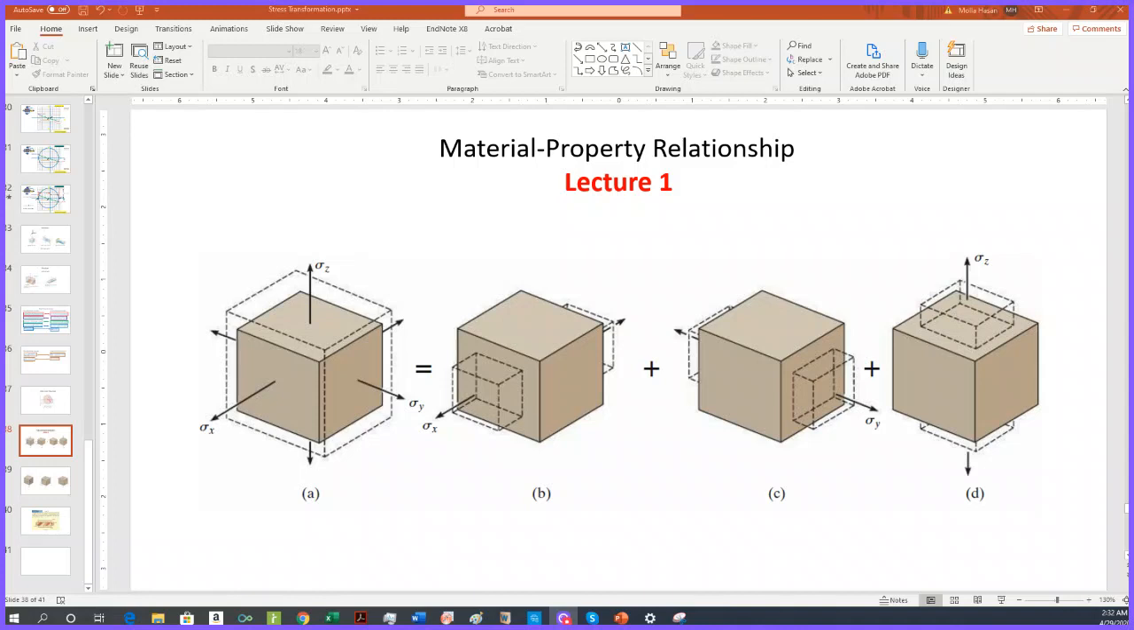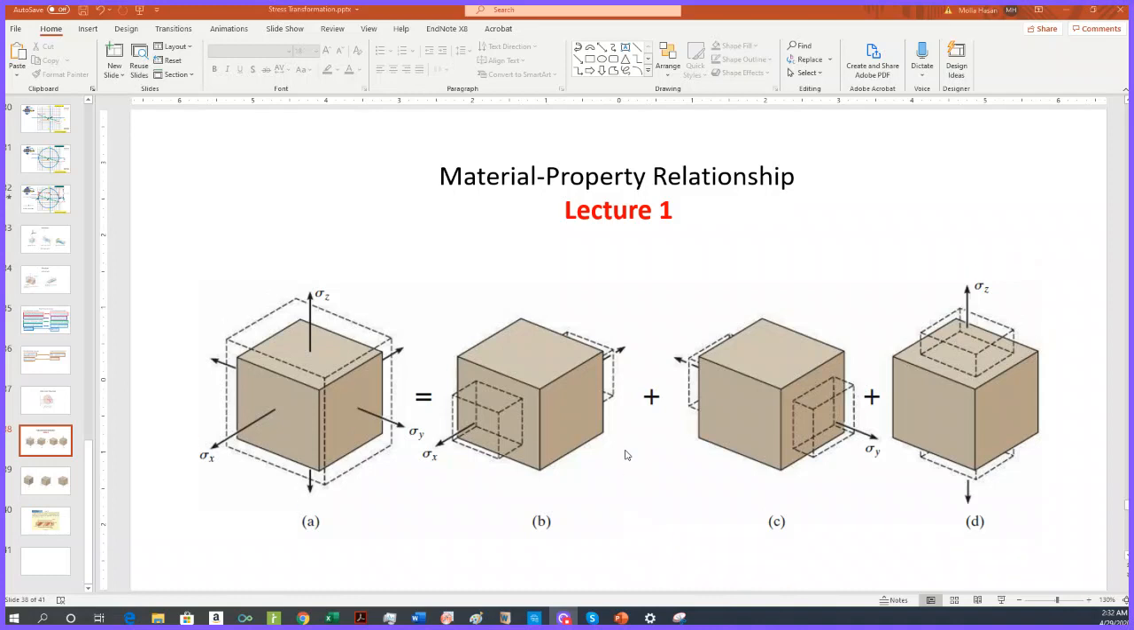Hello students, welcome to our class Mechanics of Materials. In today's lectures, I am going to discuss material property relationship. In our last class, we discussed strain transformation, and I missed one thing in that lecture. So I want to introduce this first before starting today's lectures.